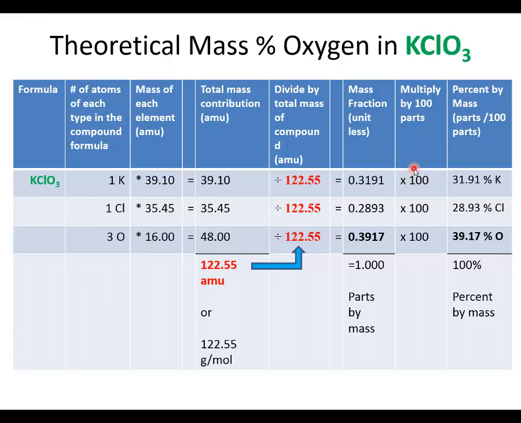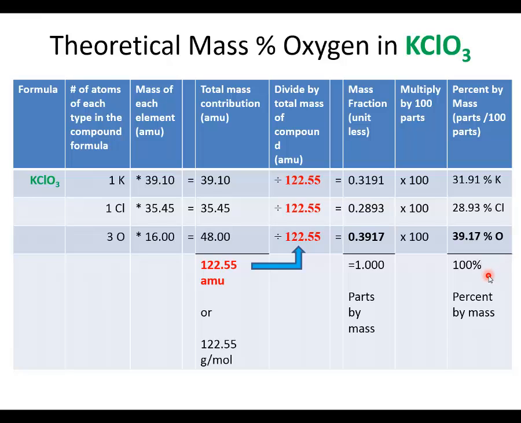If I multiply my mass fractions by 100, that gives me a mass percent. So I'd get a mass percent of 31.91% potassium by mass, 28.93% chlorine by mass, and 39.17% oxygen by mass. This would add up to 100% overall for my double check.